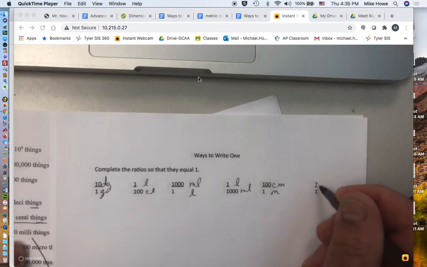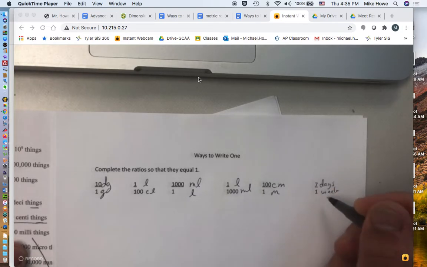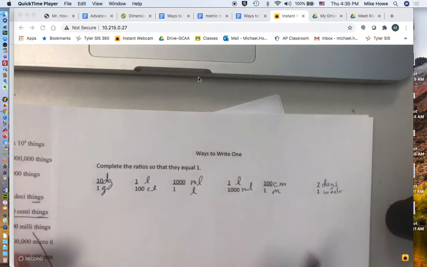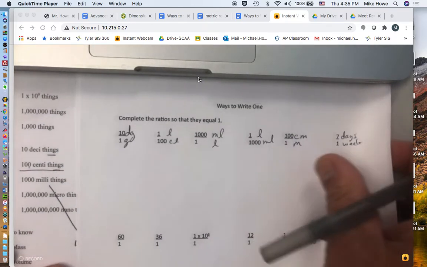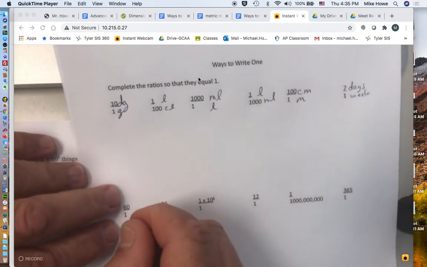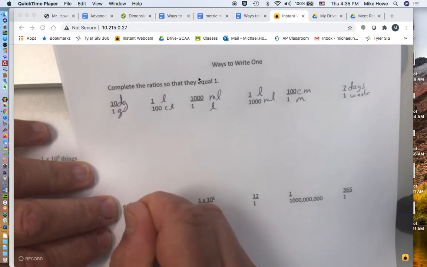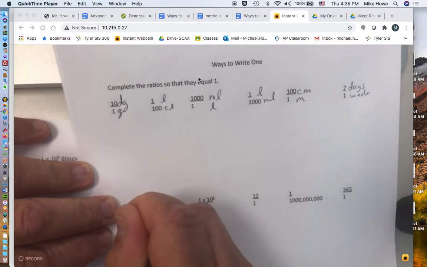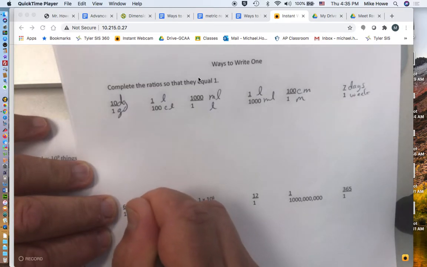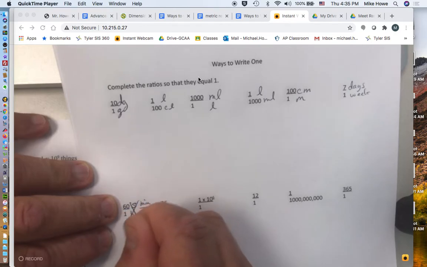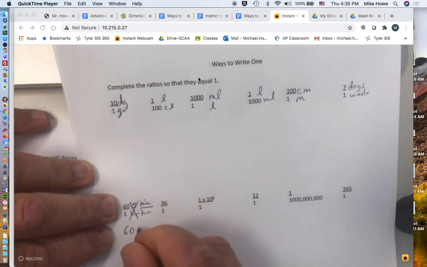And this one's an easier one maybe because you recognize that there are 7 days in 1 week. That's 1 way. There are other things you might be able to use, but 7 days is equal to 1 week. So the point is all of these equal 1. On the bottom, you know, 60 minutes is an hour. Oops, 60 seconds, not an hour. 60 minutes is an hour. Or you could say 60 seconds is 1 minute.